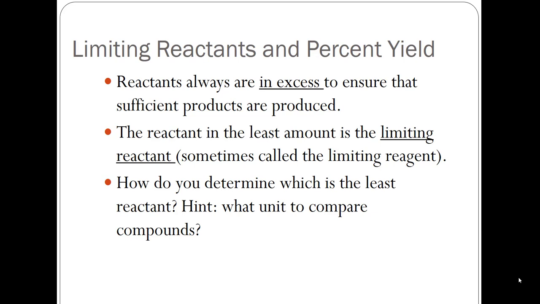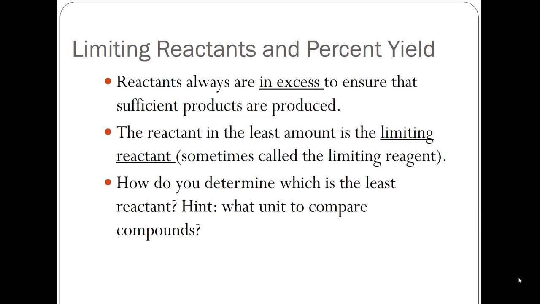In this goal, we will be talking about limiting reactants and percent yield. This will be a review of the stoichiometry that we learned in goal 3, where we convert from grams to moles, moles to moles, and moles to grams. So first of all, limiting reactants.